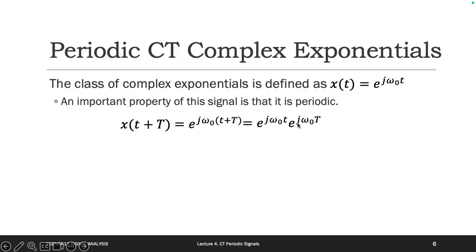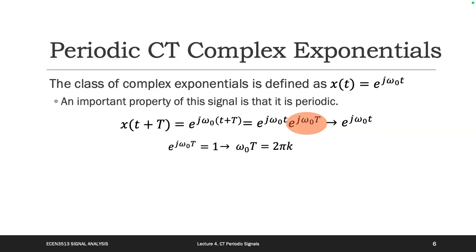The second part should be equal to 1. That makes sense to you? Yeah, and then this one should equal 1. And then we just know, because if you want this one to equal 1, this part should be equal to 2 pi k.